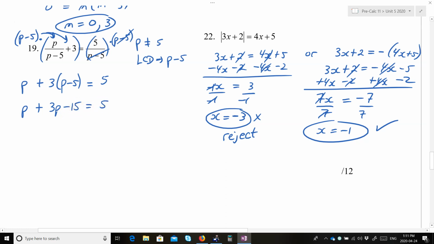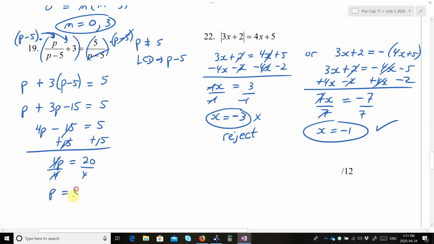equals 5. And we get 4P minus 15 equals 5. Add 15 to both sides. 4P equals 20. Divide both sides by 4, and P is equal to 5. Oh, but we said P cannot equal 5, therefore reject our only answer, so no solution.